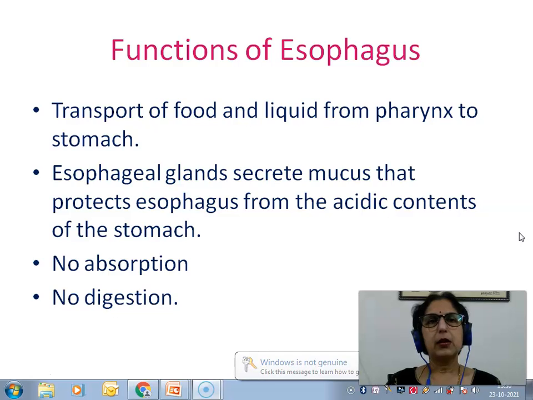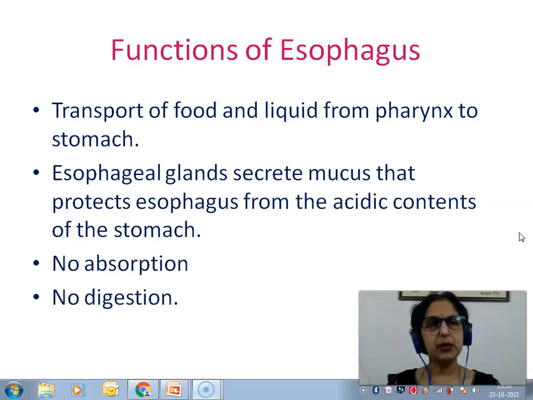Next we see the functions of esophagus. Transport of food and liquid from the pharynx to the stomach. Esophageal glands secrete mucus that protects the esophagus from the acidic contents of the stomach. And remember here that in the esophagus there is no absorption, no digestion.